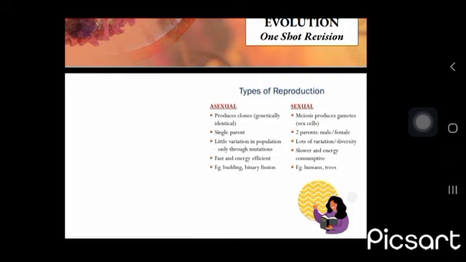And in sexual reproduction, it is slower and energy consumptive, and it has lots of variation. Whereas asexual is fast and energy efficient. Examples of asexual reproduction are budding, binary fission, etc. Sexual reproduction examples are humans and trees.